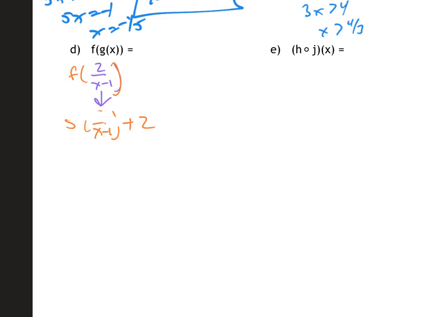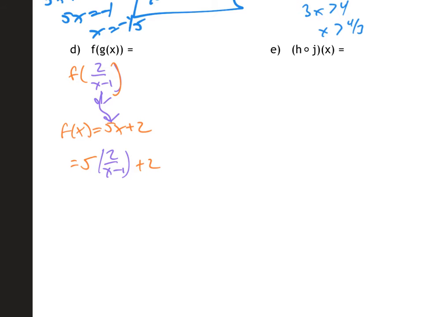Let me do this over so you can see it again. So f of x, just to give you another look at it, is 5x plus 2. So wherever there is an x, I'm going to plug in that purple. So I got 5 times 2 over x minus 1, plus 2. So that's what I have, just so you can see the difference.